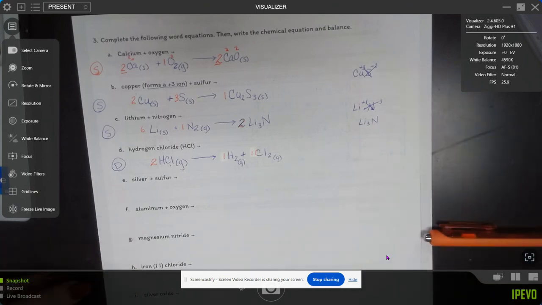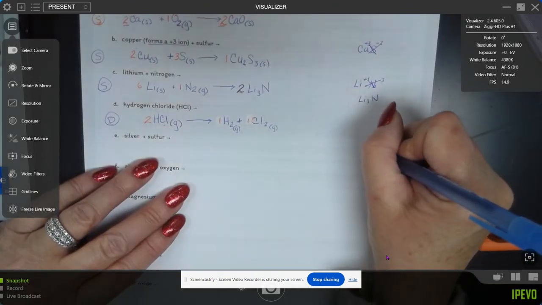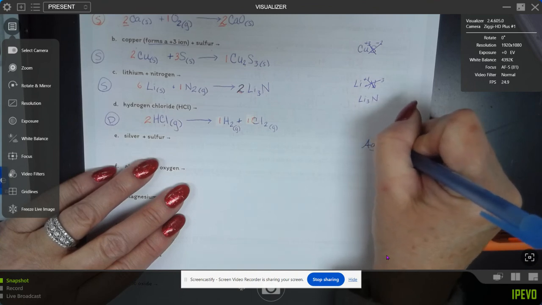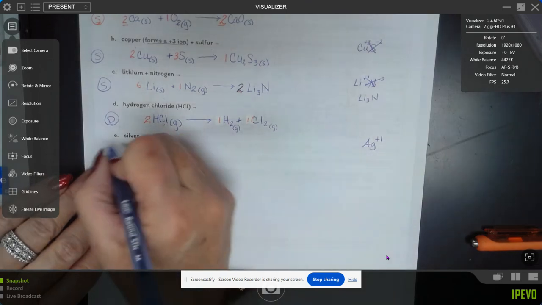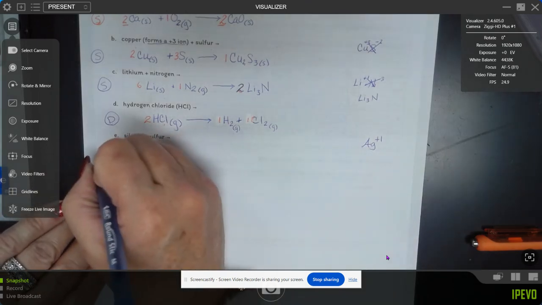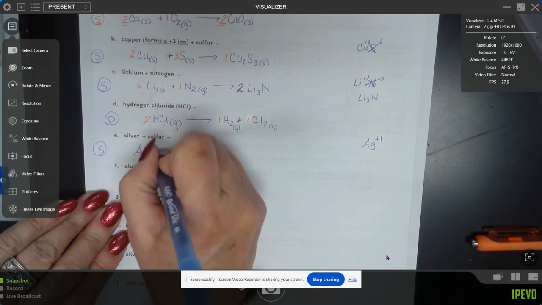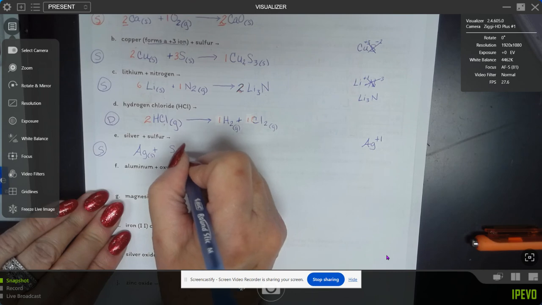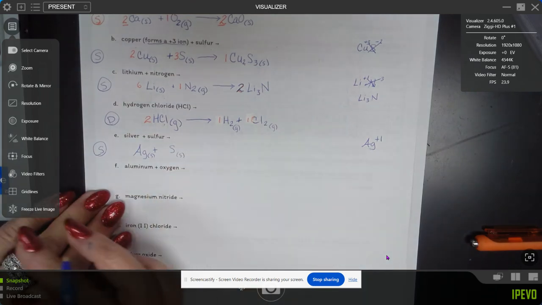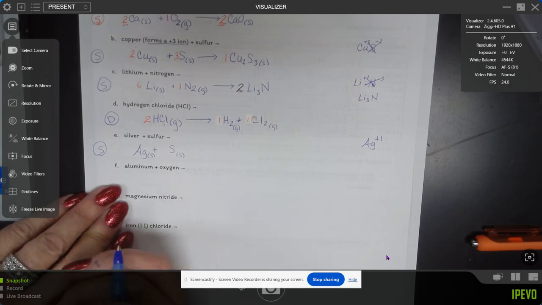All right, silver and sulfur. I think I mentioned it to all of the classes, but silver always forms a +1 ion. So when we write this, this is silver plus sulfur, so that's a synthesis. So I'm going to have Ag plus S. Both of these are solids. Neither of them are part of the Haber-Finkel 7, so we just have Ag plus S.